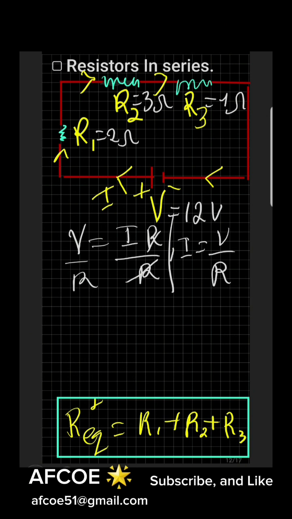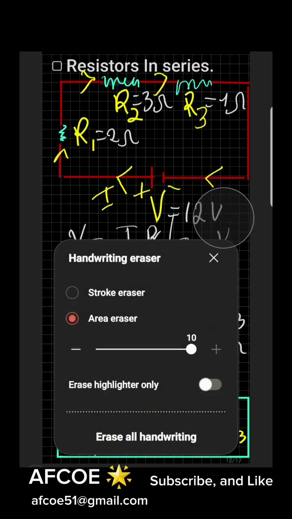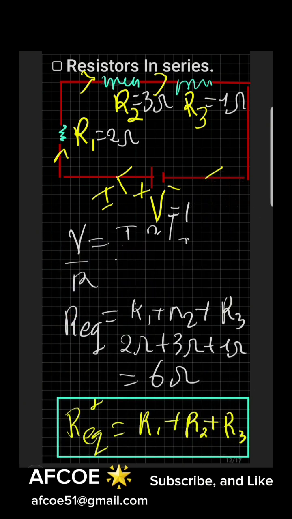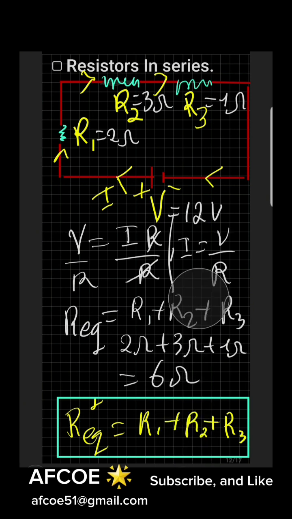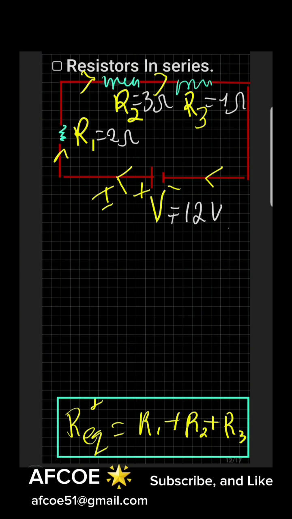But now, which resistance am I going to use? This formula is helping me now to know which resistance to use. So the resistance I will use is called R equivalent, which will be equal to R1 plus R2 plus R3, which will then be what? 2 ohms plus 3 ohms plus 1 ohm, which is giving us 6 ohms. So in this case, our equivalent resistance is simply 6 ohms.